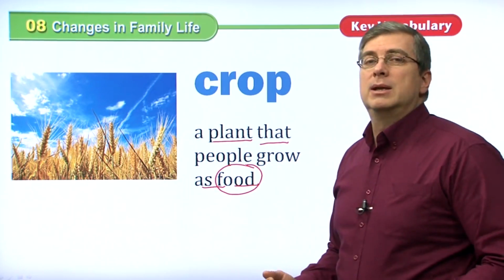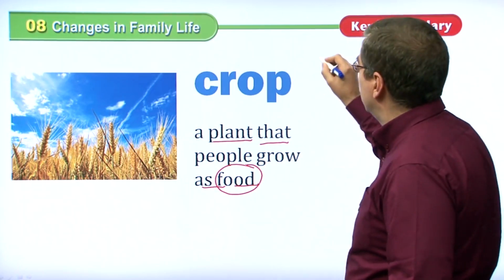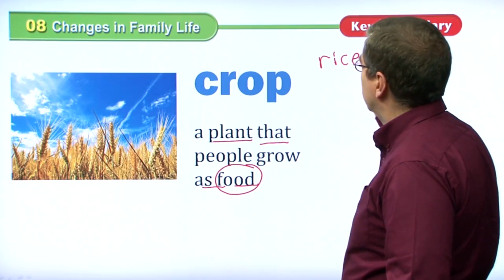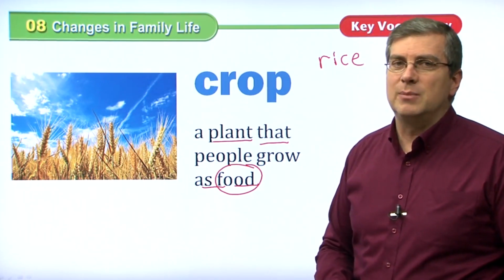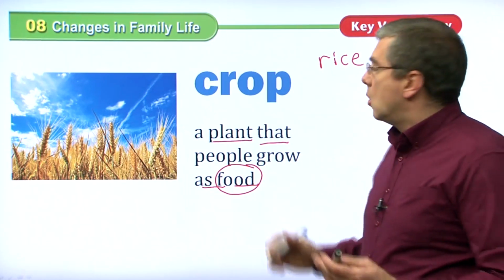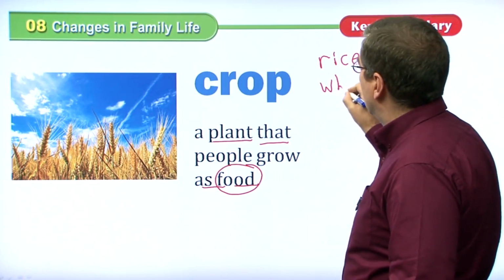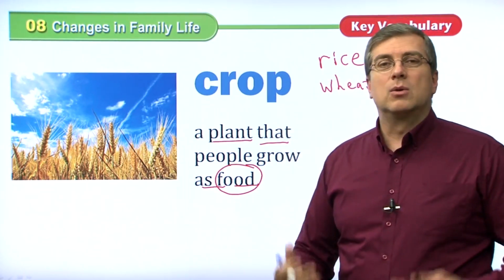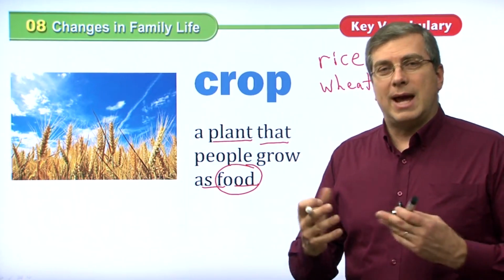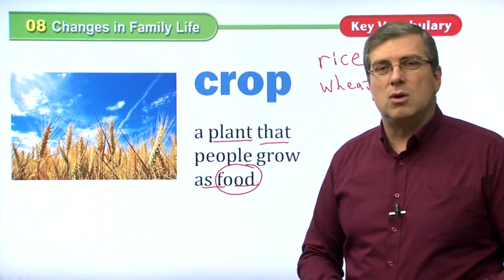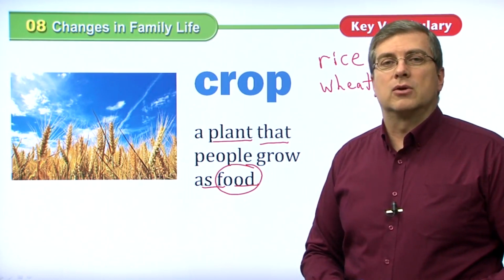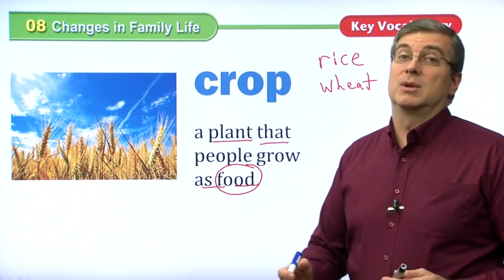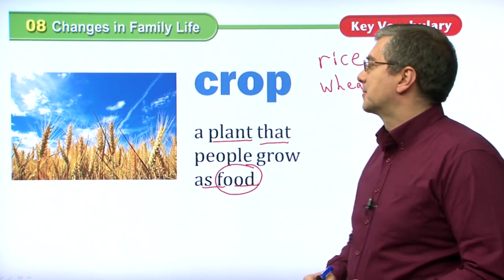A very common type of crop in Korea, of course, is rice. Rice is a very common type of crop all over the world. Wheat is another one. Wheat is a crop. These are types of plants that we grow for food. So any type of plant that a farmer will grow, those are called crops. And we eat them. We eat them in large numbers, okay?